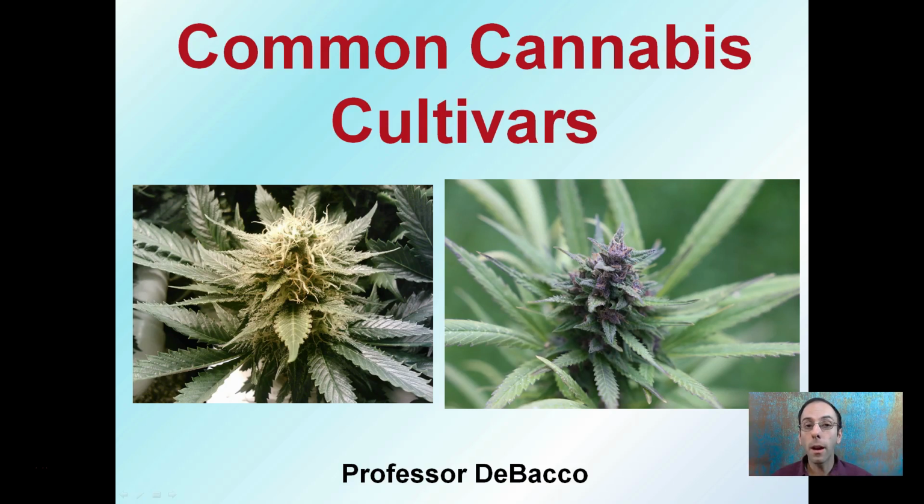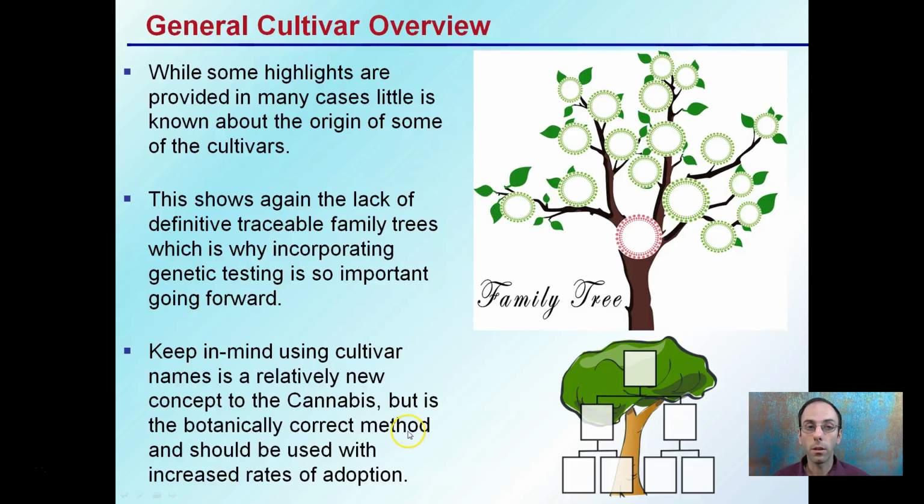Okay, so here I'm going to go over some common cannabis cultivars. And cultivars, we call them strains, varieties. Cultivar is probably the best term to use as it's botanically correct, because there is some great variability, and you can see here just the morphology of these plants, but there are other differences.